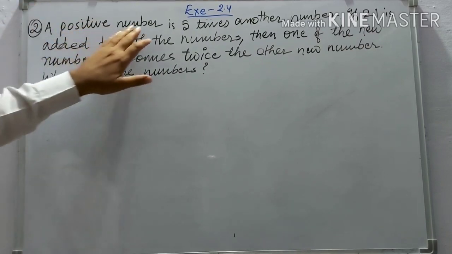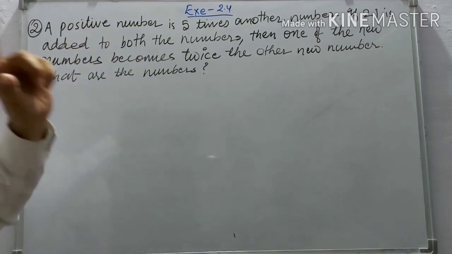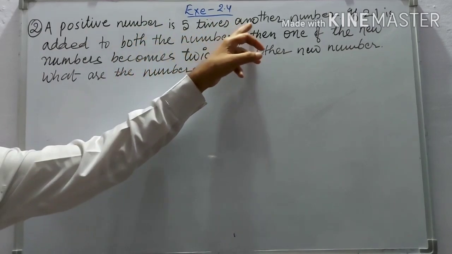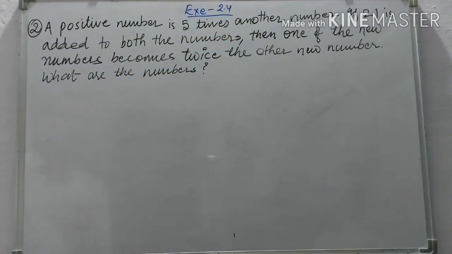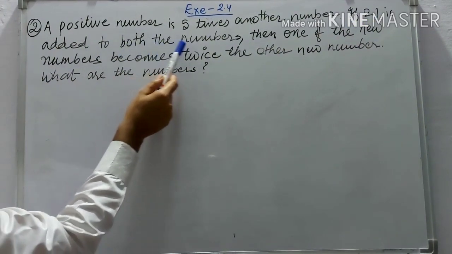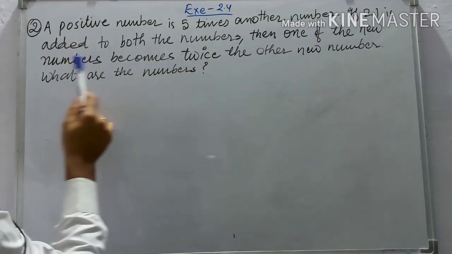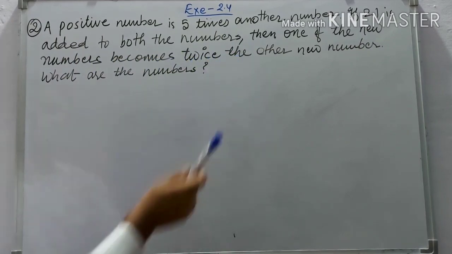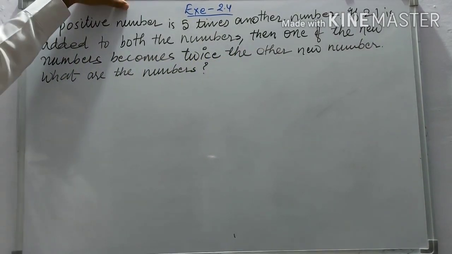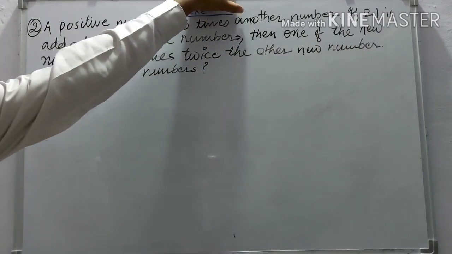A positive number is a number that is not negative. A positive number is 5 times another number, and if 21 is added to both of the numbers, then one of the new numbers becomes twice the other new number.